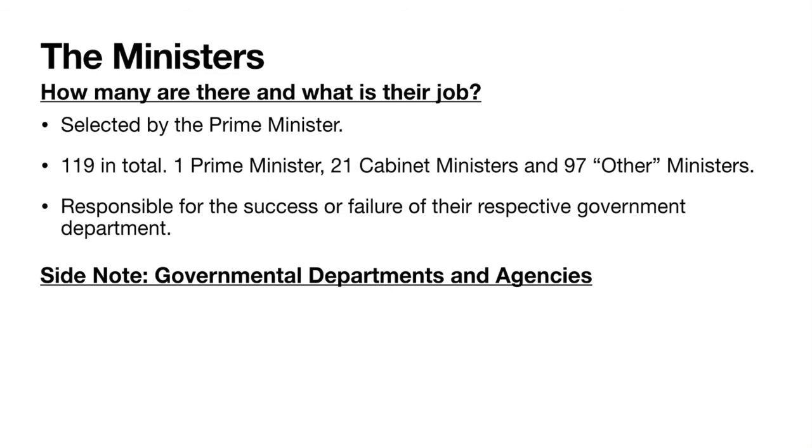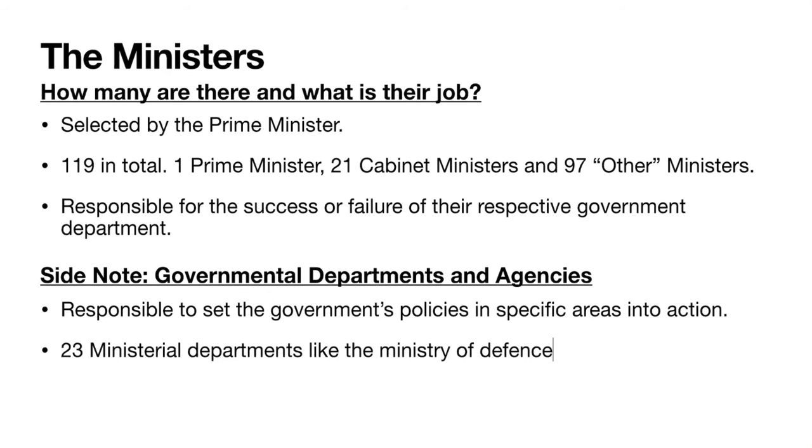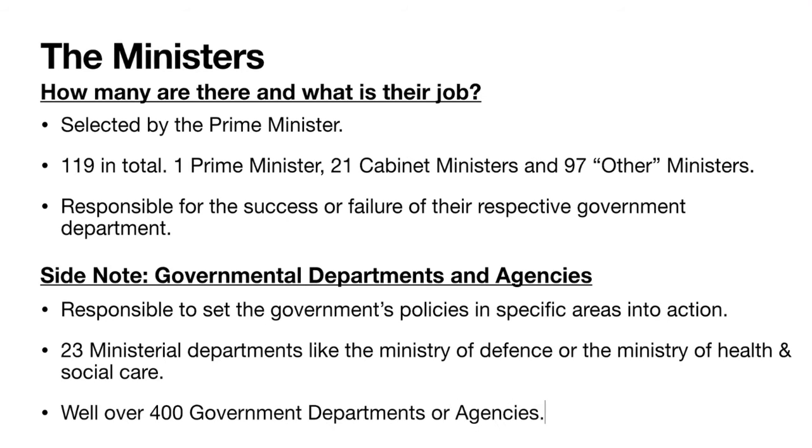And on a quick side note, a government department or agency is responsible to set the government's policies in certain areas in action. 23 of these are called ministerial departments, like the Ministry of Health and Social Care or the Ministry of Defence. There are well over 400 other government departments and agencies, and should you wish to see a complete list, there will be a link in the description.